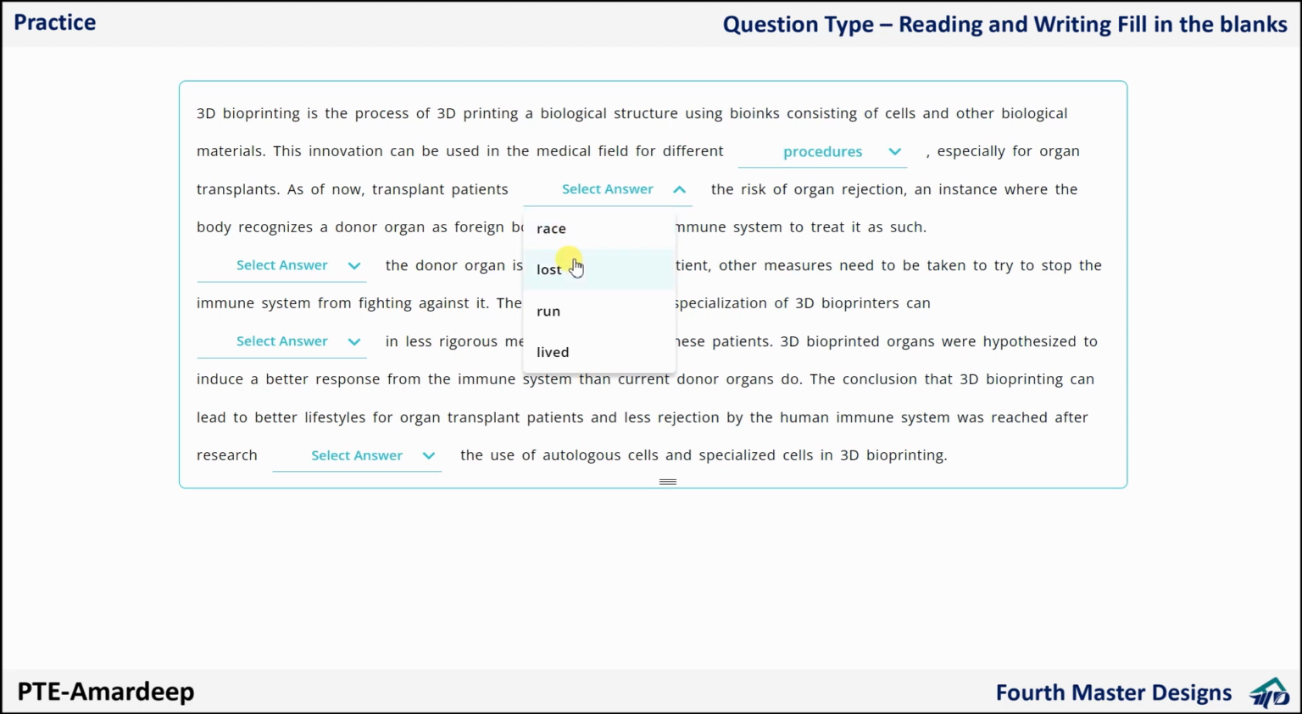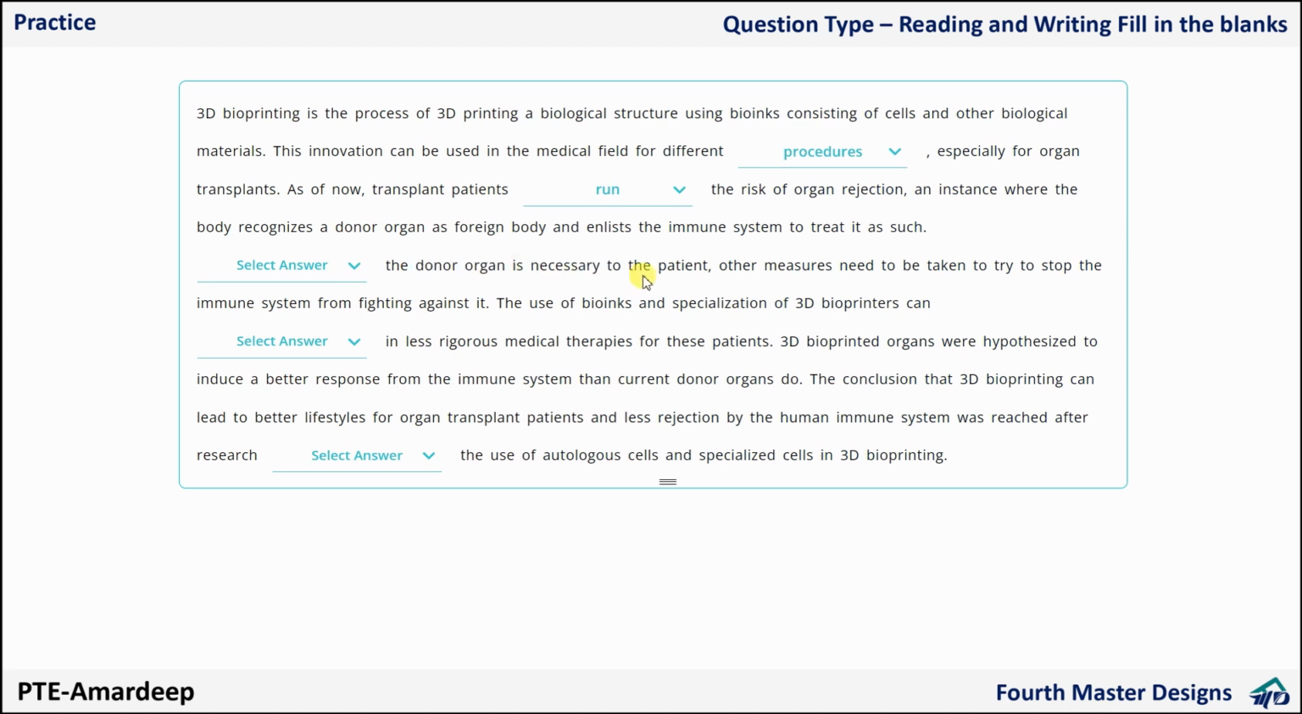Transplant patients dash the risk of. So it is present simple. Now what is present simple here? Lived, no. Race, yes, but not in the context. Run the risk of means they always have this risk. They run the risk of, meaning they are having this risk. So based on the meaning, I can eliminate lost. Based on the tense, I can eliminate lived. We have race; based on the sense, we can eliminate race, and the left one is run. This is the answer. I do not even need to cross-check.